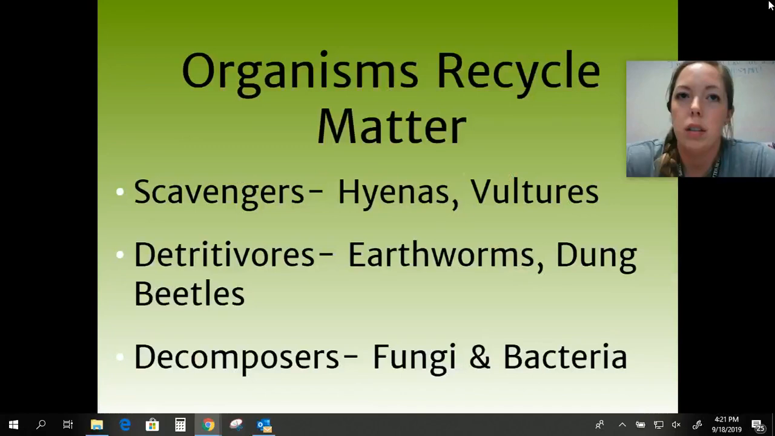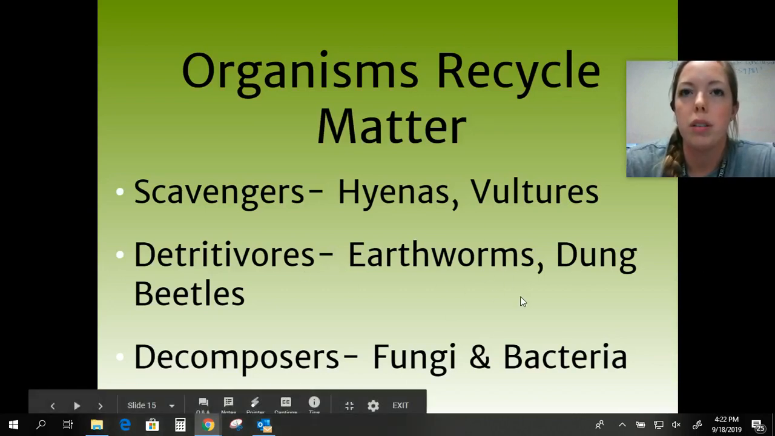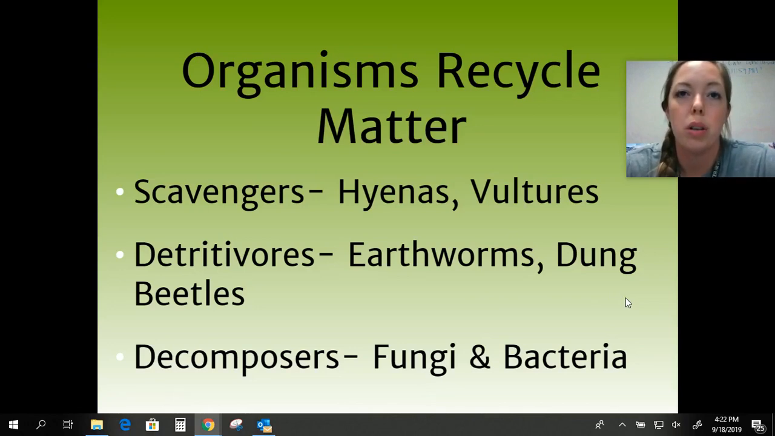All right. In addition, each trophic level will eventually produce dead individuals and waste products, okay? Scavengers are carnivores that consume dead animals. So an example of this might be a vulture, it could be a hyena. Detritivores are organisms like earthworms and dung beetles that specialize in breaking down dead tissue and waste products into smaller particles. So these particles then can be further processed by decomposers.